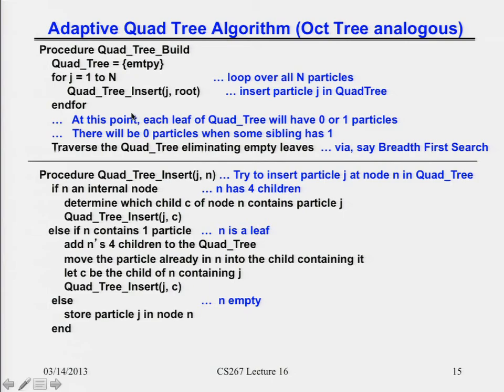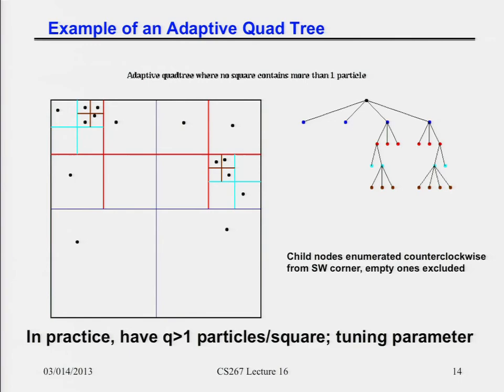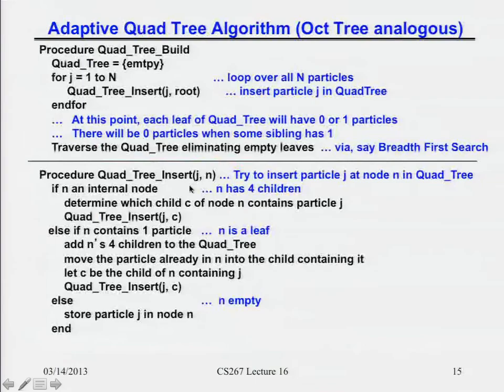And so at this point, the way I've written this is that each leaf of the quad tree will have either zero or one particles. So whenever I... let me go back to this picture. When I get to this point, I will have created four children, and these guys will have four children. And then later I have to go back and throw away the empty boxes that I created. So there's a little post-processing. But the interesting part is, how do I do the quad tree insert?